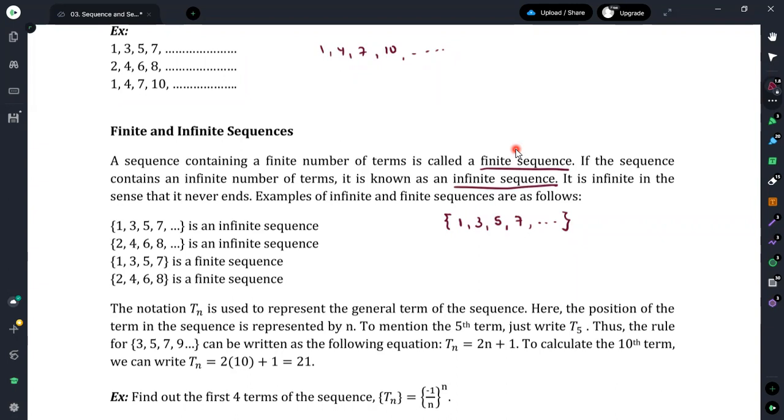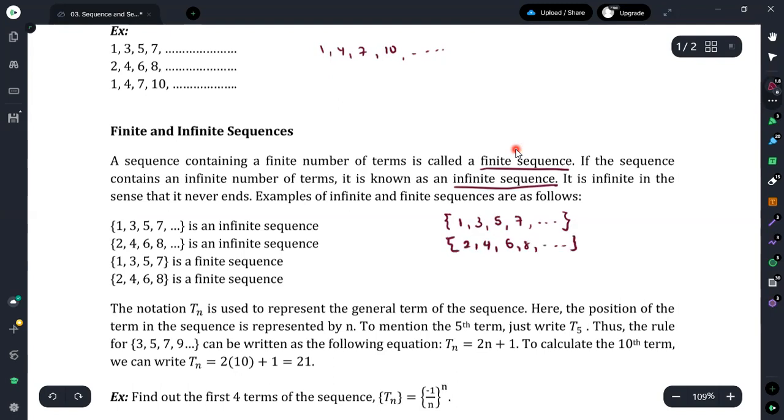To denote it, we generally use the 3 dots to show that it is not ending. It goes up to infinity. In the second one also, it is given that it is a set, or sequence, of even numbers: 2, 4, 6, 8. Likewise, it goes up to infinity. Therefore, these two can be considered examples of infinite series.